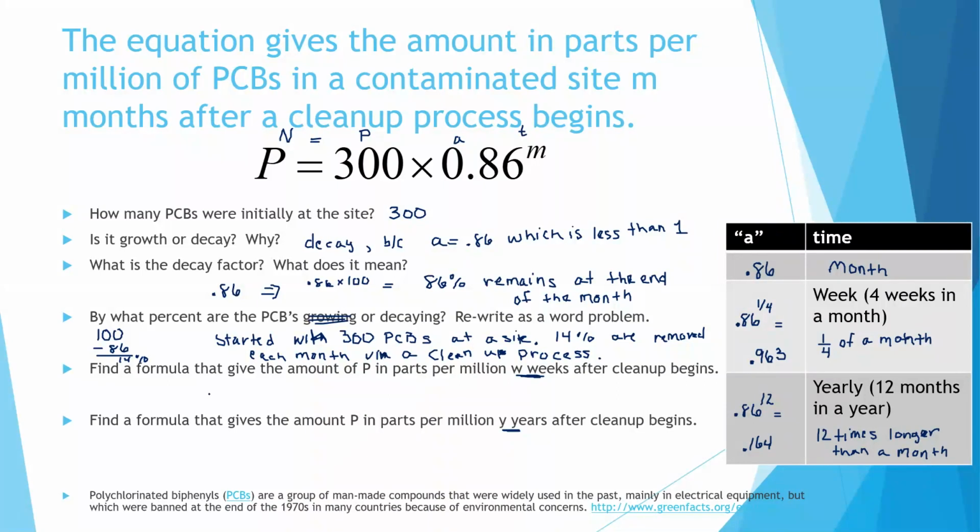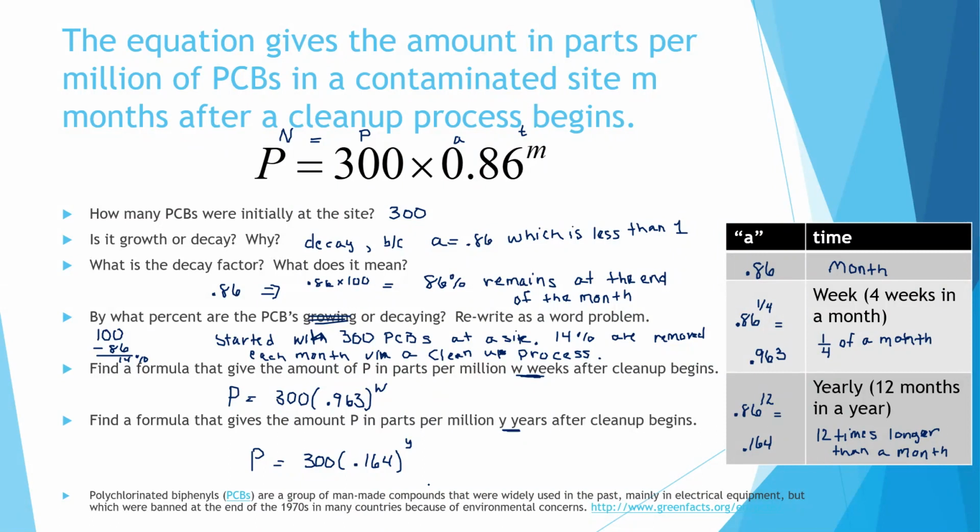All right, so then to rewrite the formulas, the first one, the PCBs, so P started at 300. My decay factor for the weeks is 0.963, and I'm going to use W as my exponent for weeks. And then the formula for years, P, the PCBs, started at 300. I use my decay factor, 0.164, and I'm going to use Y up here for years.